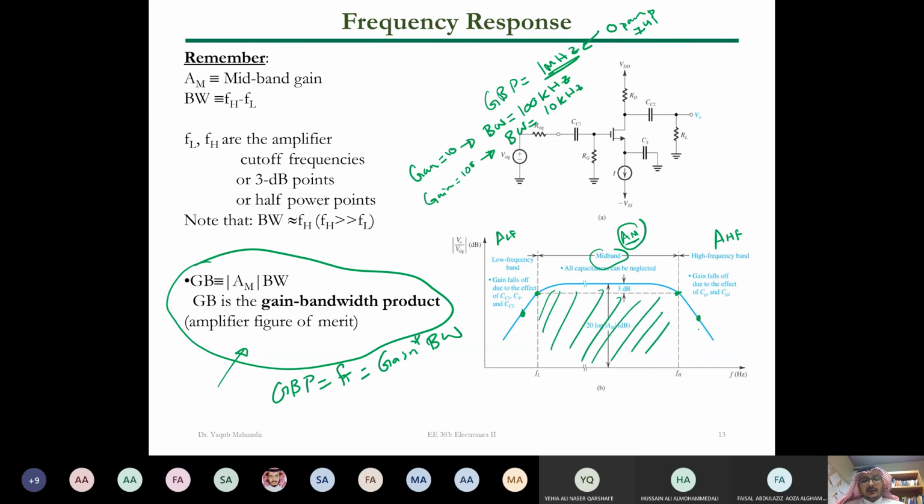So certain behavior like this one. This is your amplifier. Then with this amplifier, if you increase the gain, the bandwidth will decrease. So this is what you may get, something like this. Okay, so the new FH will be here, and the new FL will be here, because we want to keep the gain bandwidth product almost constant.